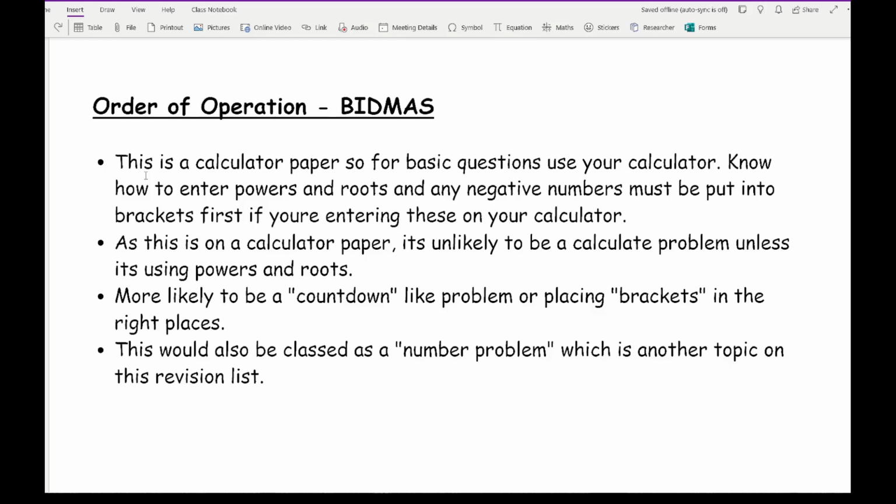Also, if you do get a countdown or place in brackets question, then this is also going to be classed as a number problem as well. So number problem is such a generic question. It could involve problem solving. It could deal with just basically if a bus can hold 50 people and there's 326 people going on a school trip, how many buses do you need to order? They're types of number problems you could get. So number problems is so vague, I couldn't really guess what that's going to be. It's just going to be a problem involving numbers, which I know sounds quite self-explanatory.